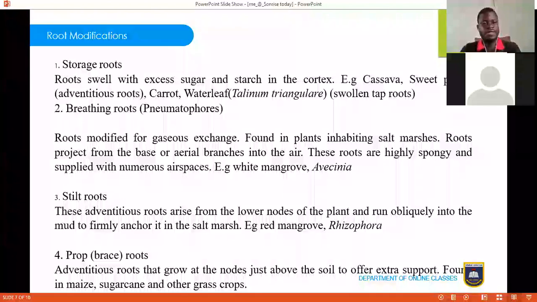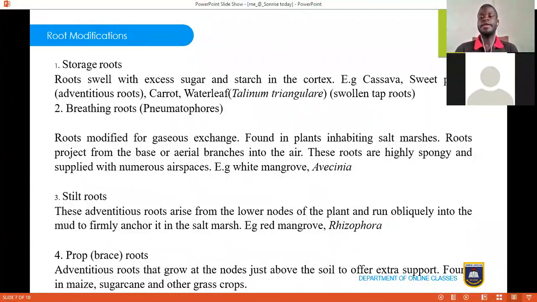So what are some of these modifications of the roots? The first one I want us to look at is the storage roots. These roots are modified to store excess food, or the food produced by the plants through photosynthesis, in the cortex. All right. Now the food is in the form of sugars, that's glucose, but it is stored in the form of starch.